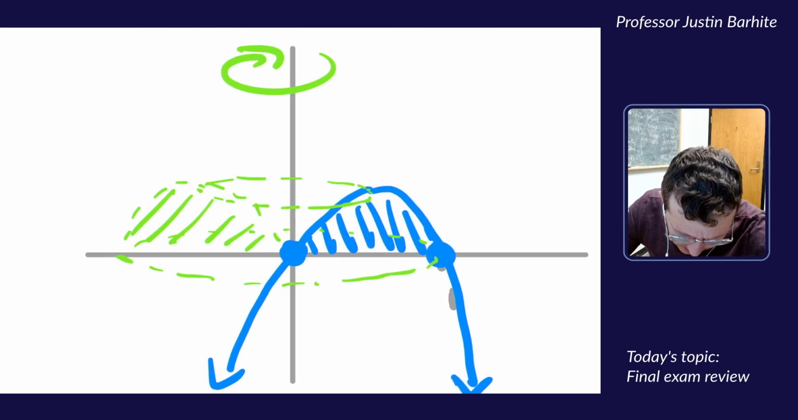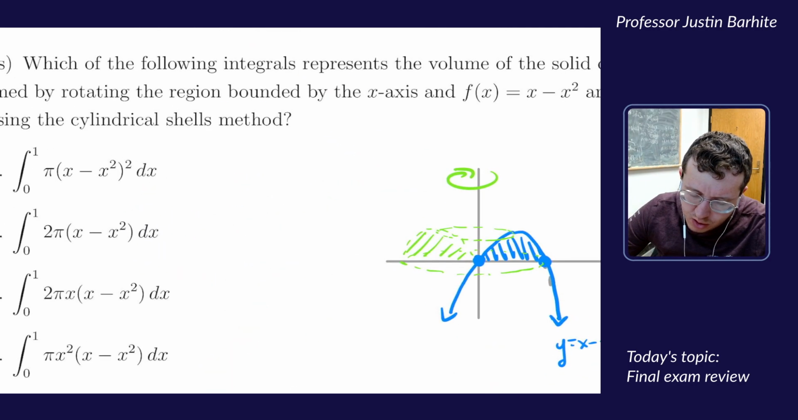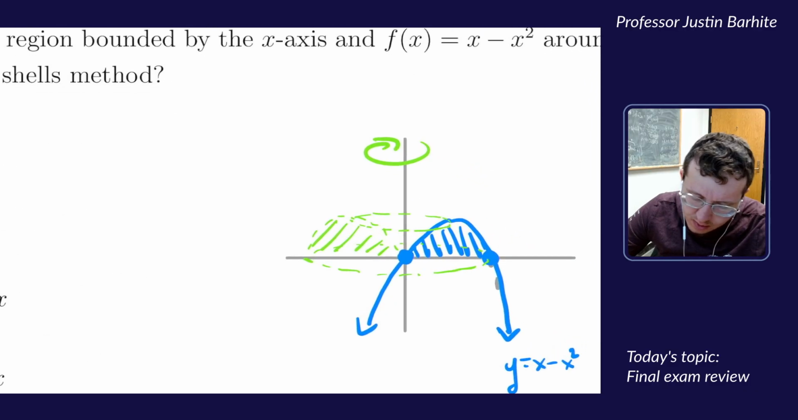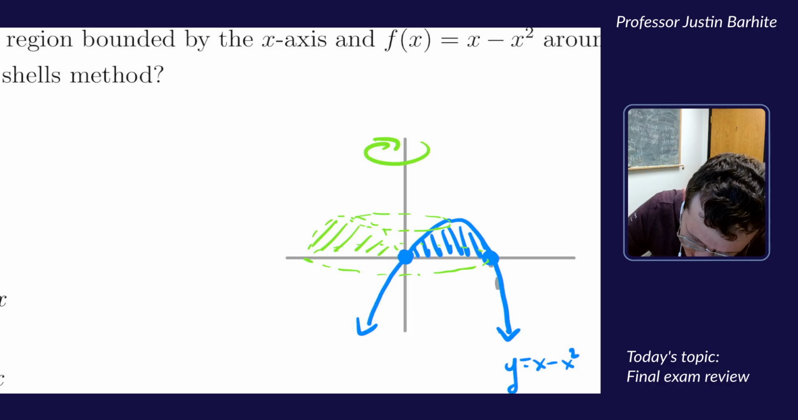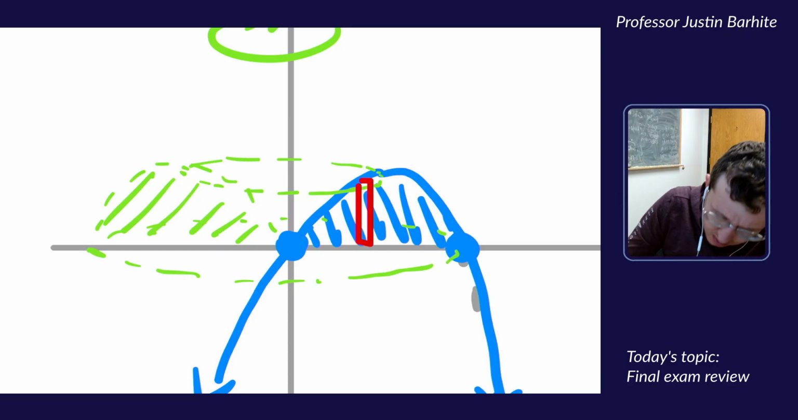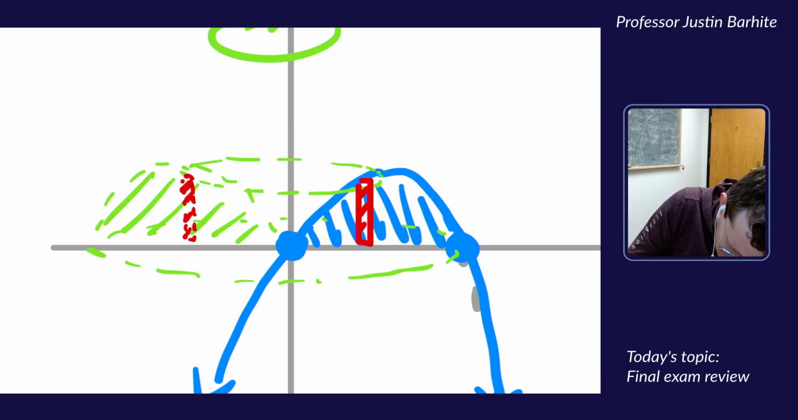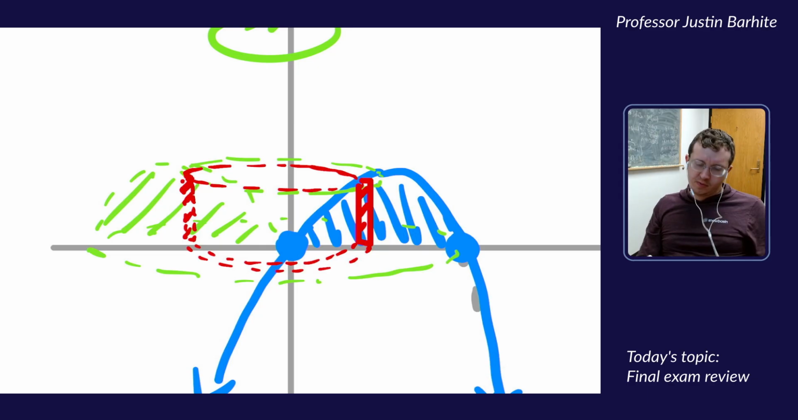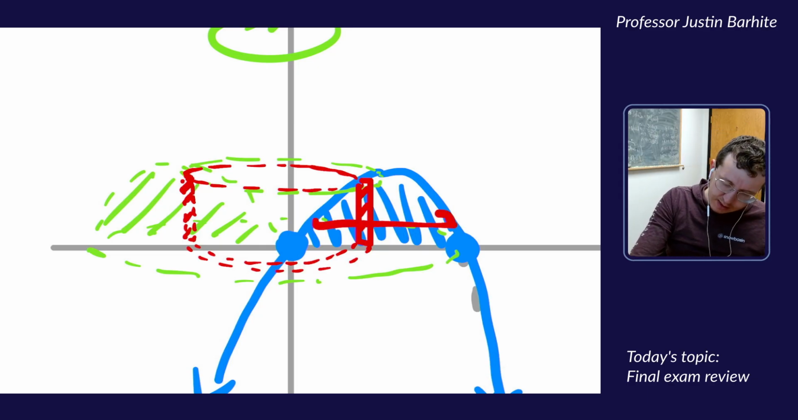So we're rotating it around the y-axis. They want us to use shells. You would get shells by slicing it this way. And that is integrating with respect to x. Because when you rotate that thin vertical slice around the y-axis, well, yeah, you're going to get a shell. If you were to slice it instead horizontally and rotate that around, you would get a washer.